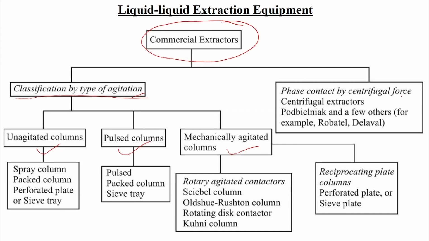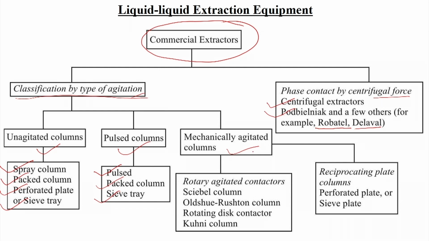And phase contact by centrifugal force gives the centrifugal contactor, then those by Podbielniak and a few others, like Robatel and Delaval. These are the different names of extraction units. Among unagitated columns, there are spray columns, packed columns, and perforated plate or sieve trays. Based on pulsed agitation, there are the pulsed packed column and the pulsed sieve tray.